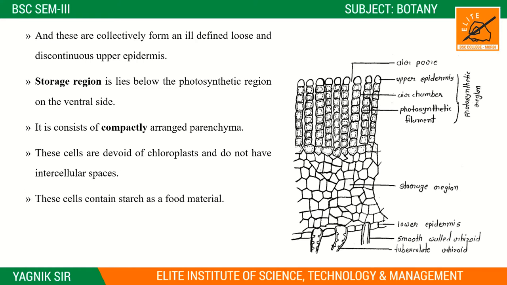The cells contain starch as a food material. So in Riccia, the main reserve food material is starch, right? And this starch is stored in this region.